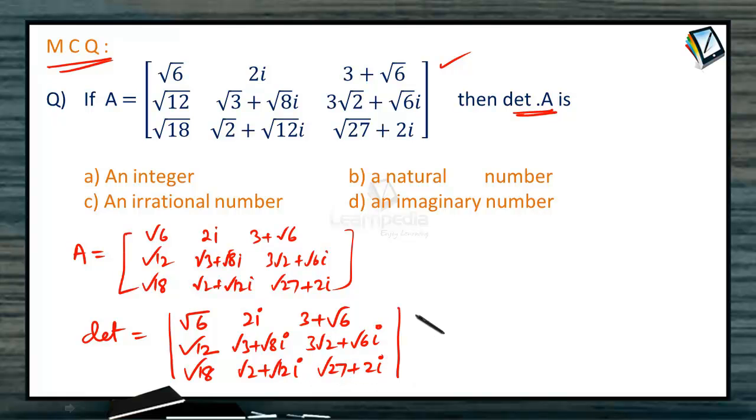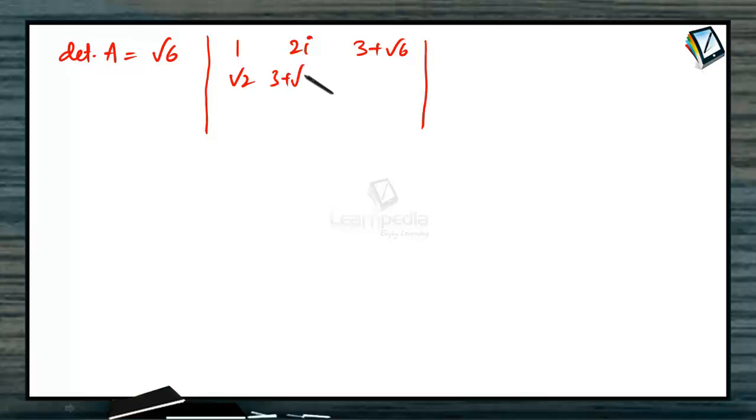Now in this determinant, let us apply transformations, like take root 6 common in column 1. When you take root 6 common in column 1, then det of A would become root 6 times the determinant with rows: 1, 2i, 3 plus root 6; root 2, 3 plus root 8 into i, 3 root 2 plus root 6i; root 3, root 2 plus root 12i, and root 27 plus 2i is left.